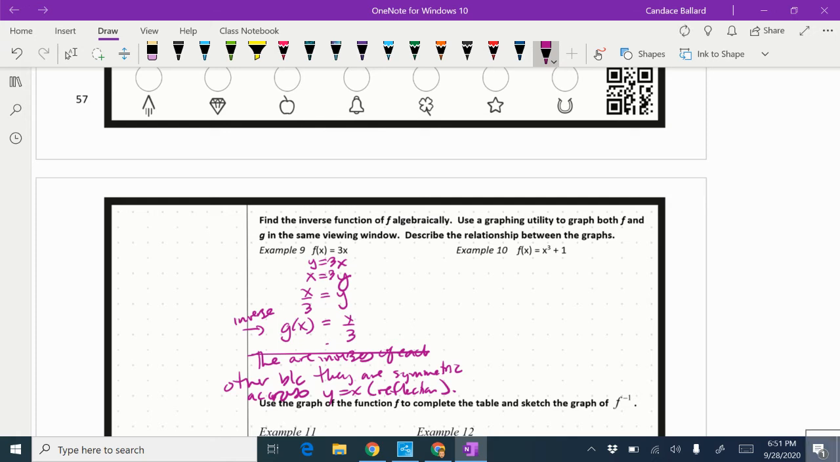All right, so let's try example 10. Example 10 is a little bit more exciting, a little bit different. So I'm going to start by switching it to y equals, and then we are going to switch x and y. I'm going to move the 1 over by subtracting. And we're going to undo the cube by taking the cube root of both sides. So we would have y equals the cube root of x minus 1. And then I'm going to switch it to function notation. I'm going to go f inverse because that just makes more sense to me than calling it g. It doesn't matter how you label it when you put it into your graph.